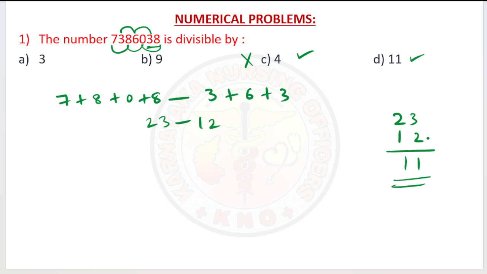So directly we checked, right? We get the result, that is 11. 23 minus 12 is 11. So 11 is divisible by 11. Yes, 11 ones are 11. So hence 738638 is divisible by 11. And we don't need to check for option A and option B. Already we have checked that the number is divisible by 11. So option D is the correct answer.